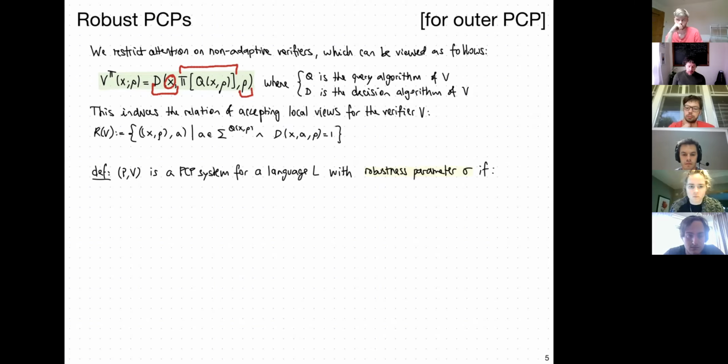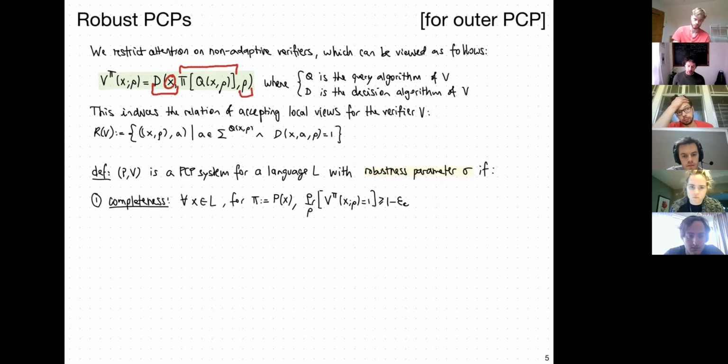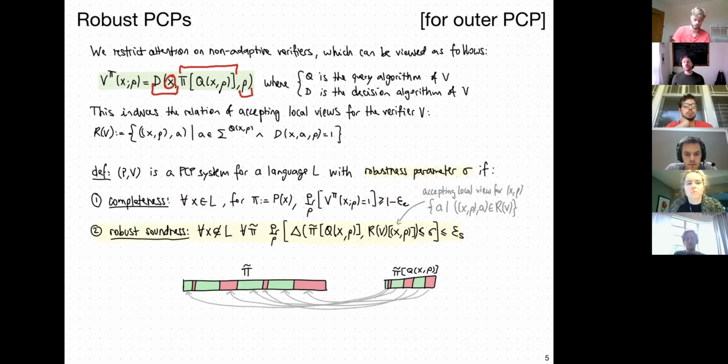Okay. So what is a robust PCP? We say that a PCP is a robust PCP with some parameter sigma, if the following holds. We'll have the exact same condition of completeness. So given some X in the language, there exists some proof such that we will accept the proof with high probability. Nothing new here. And then we'll have this notion of robust soundness. It's like a long equation, but what does it say?